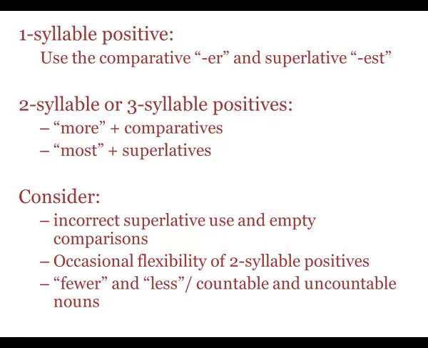In review, for one-syllable positives, remember to use the comparative er and the superlative est endings. For two- or three-syllable positives, use more before comparatives and most before superlatives. Also, beware of the differences between academic and colloquial speech so you can avoid incorrect uses of best and empty comparisons in your papers. Note that two-syllable positives can sometimes use more and most, as well as er and est, for their comparatives and superlatives. Finally, when describing quantities, remember to use fewer with countable nouns and less with uncountable nouns.